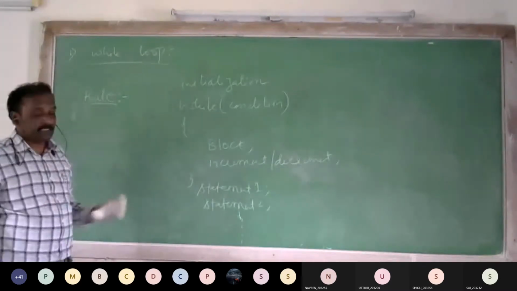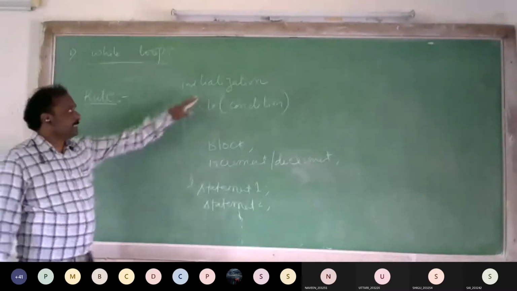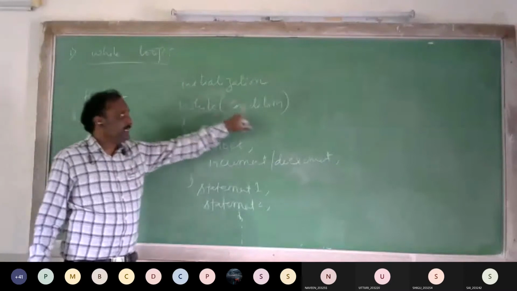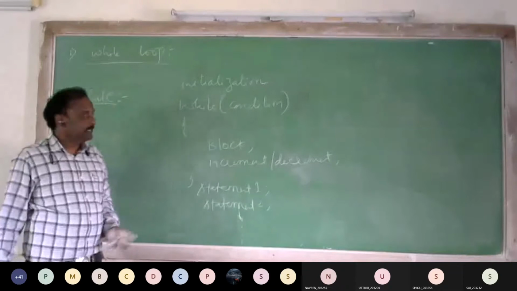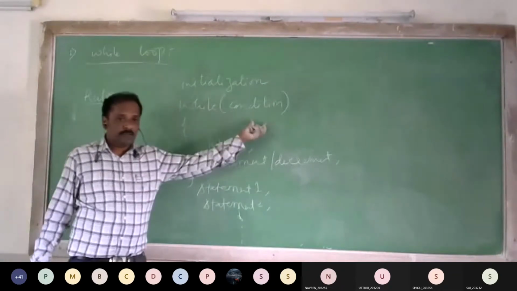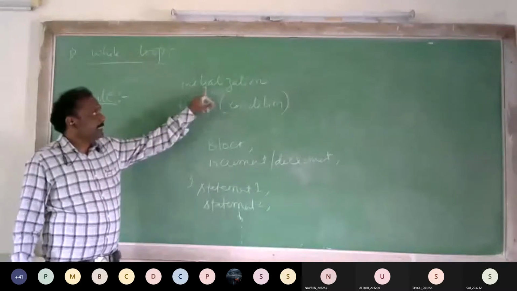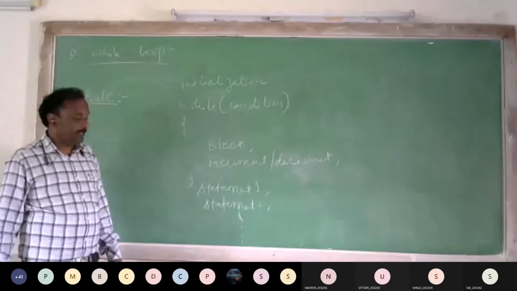While loop control structure. For any loop, these three expressions are present: one is initialization, another is condition, another is increment or decrement. For any loop, either you can take while loop, for loop, do while loop, or nested for loop. These three statements are compulsory: initialization, test the condition, then increment or decrement.